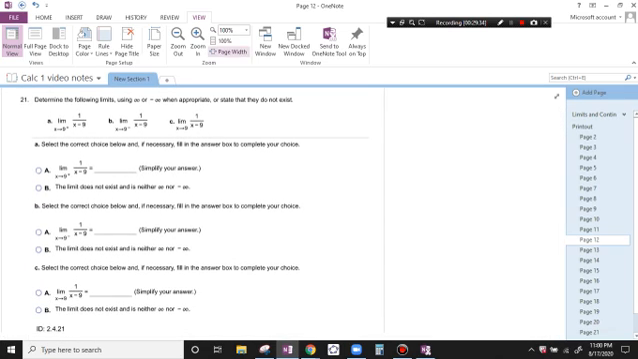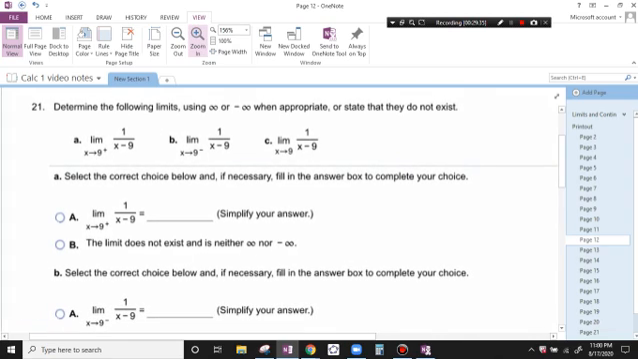Number 21. So now we're going to have some functions that have some vertical asymptotes. So what we want to do is we know that if I ask about 1 over x minus 9 and I plug in 9, I'm going to get some bad stuff.